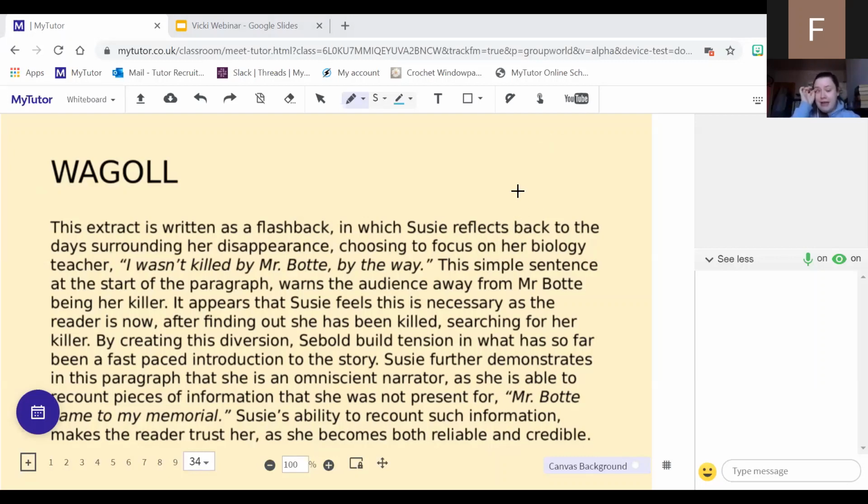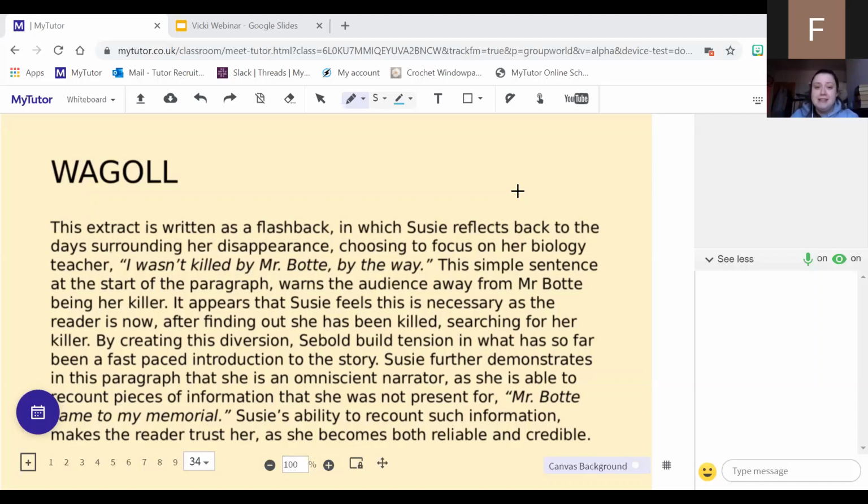You're absolutely right. Okay, so let's have a look at this, what a good one looks like then. So this extract is written as a flashback in which Susie reflects back to the days surrounding her disappearance, choosing to focus on her biology teacher. So I've mentioned flashback and I've mentioned focus so far. I've embedded my quotation, I wasn't killed by Mr. Bott, by the way. This simple sentence at the start of the paragraph warns the audience away from Mr. Bott being a killer. So I have talked about a simple sentence, but I've literally just thrown it in there.